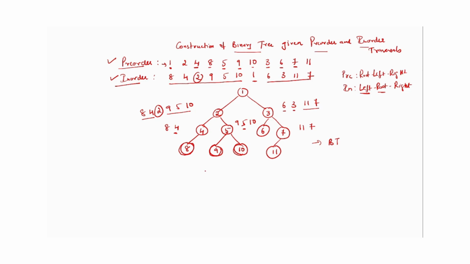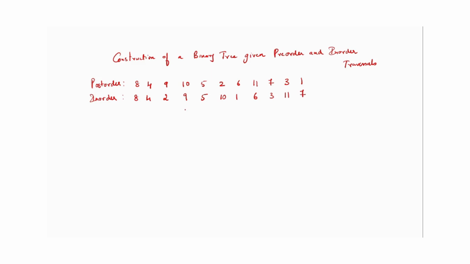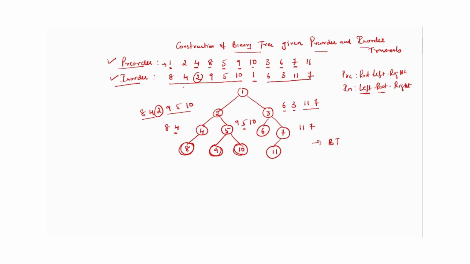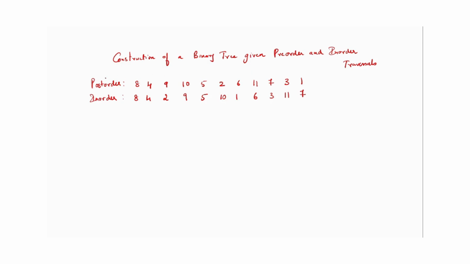Correct? Okay. Now let us look at another example: construction of a binary tree given post-order and in-order traversals. I will write this down: post-order and in-order traversals. This is nothing but post-order.